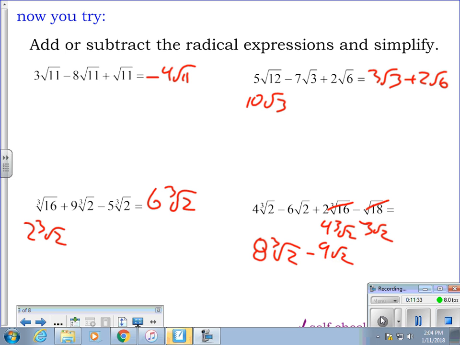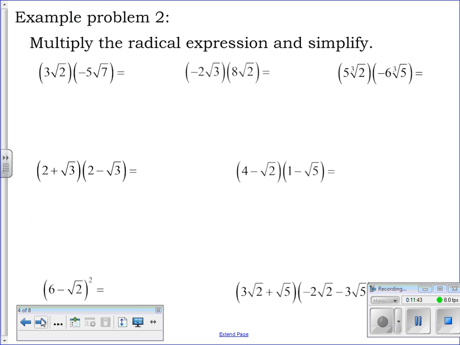I'm done. Okay, it's like x and x cubed. I can't mix x and x cubed by addition. Okay. Questions? All right.